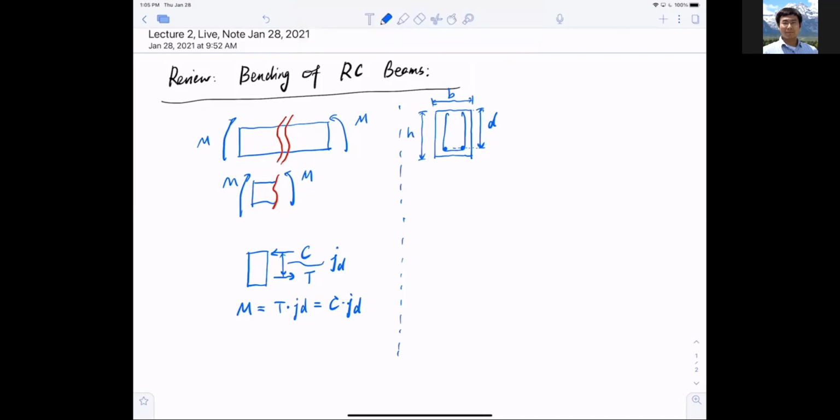Since I only have one side of reinforcement, that is, the reinforcement is only at the bottom, on the tension side, we call this a singly reinforced section. Be careful: the word singly has nothing to do with a single layer. It only has to do with the fact that I only provide the tension reinforcement. So you can also say tension reinforcement only.